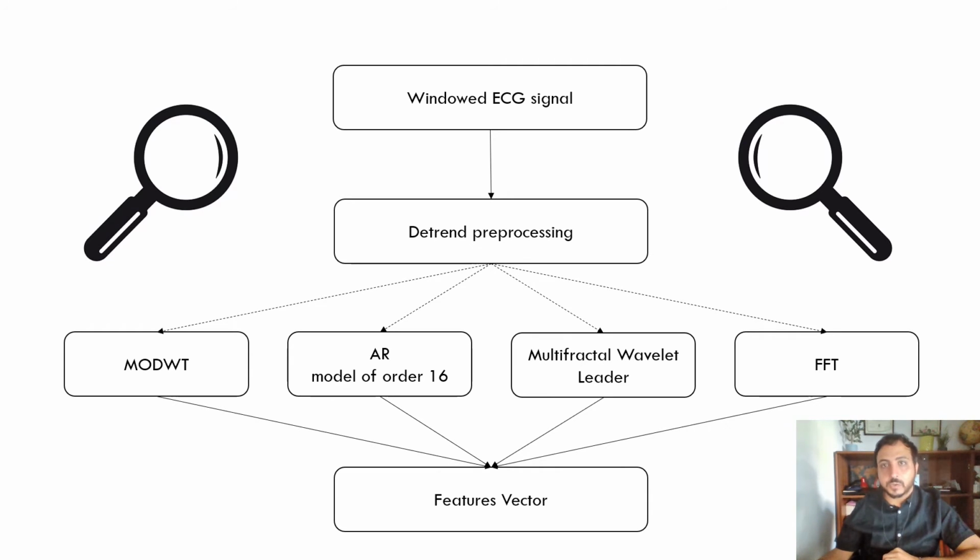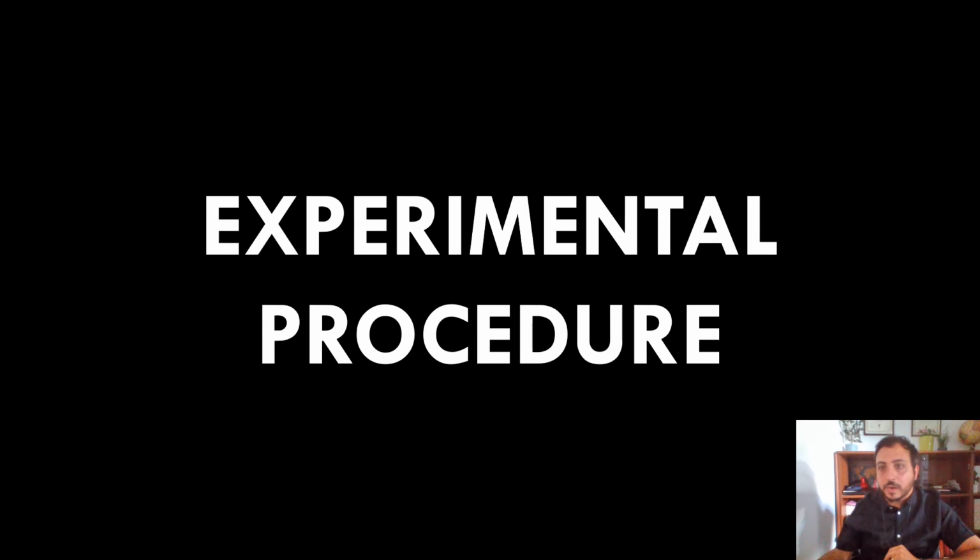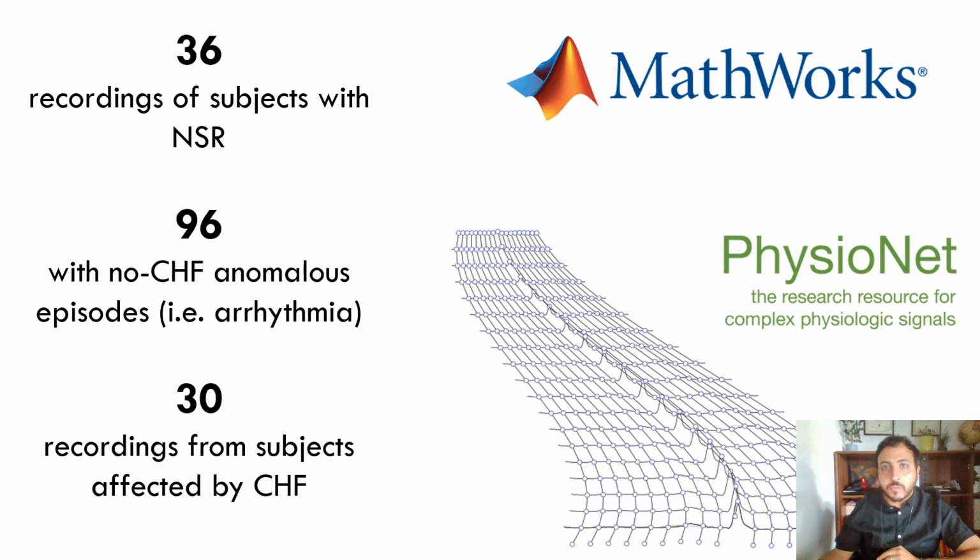We involve this feature because it was successfully experimented with in other studies. So we are going to introduce now the experimental procedure. We used a dataset of 162 ECG recordings extracted from the Physionet database provided by MathWorks. In the final dataset, there are 36 patients with normal sinus rhythm, 96 with no congestive heart failure anomalous episodes, for example arrhythmia, and 30 recordings from subjects affected by congestive heart failure.